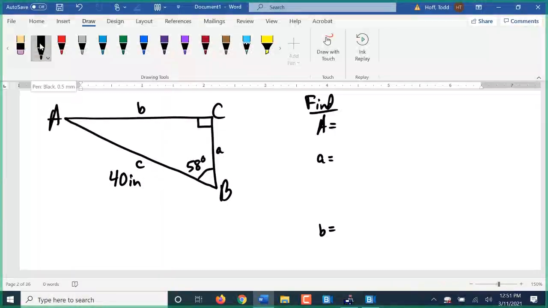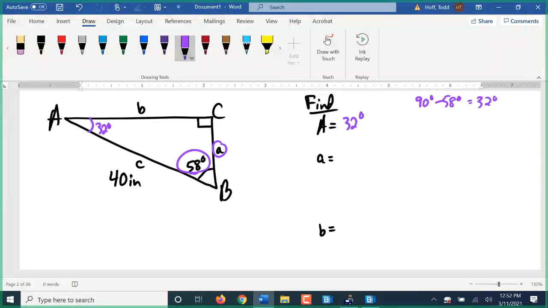Okay, so to find angle A, again, it is simple subtraction. 90 degrees minus angle B, which is 58 degrees, gives us 32 degrees for angle A. Side A is a little more difficult. So for finding side A here, we're going to be sticking with angle B, because that's what was given. I will label this as 32 degrees over here. We're given angle B, so we're going to stick to using that where possible.